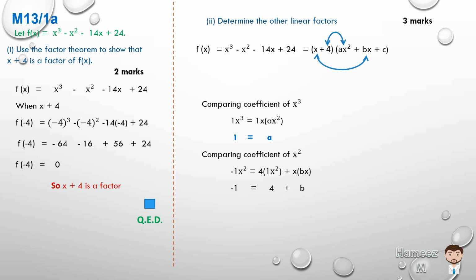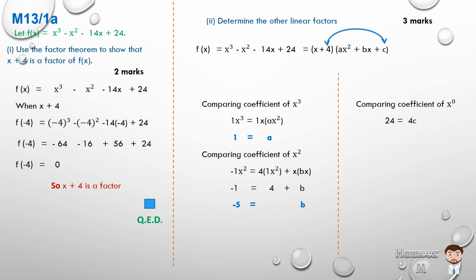As such, if we take the 4 and carry it across, it'll become minus 4, so you get minus 1 minus 4, minus 5 is equal to b. So we found a and we found b. And now let's compare the coefficients of x to the power 0, or we could say the term without an x, on both sides. So on the left-hand side, it's 24, and on the right-hand side, it'll be 4 times c. So c will be 24 divided by 4. As such, c is equal to 6.